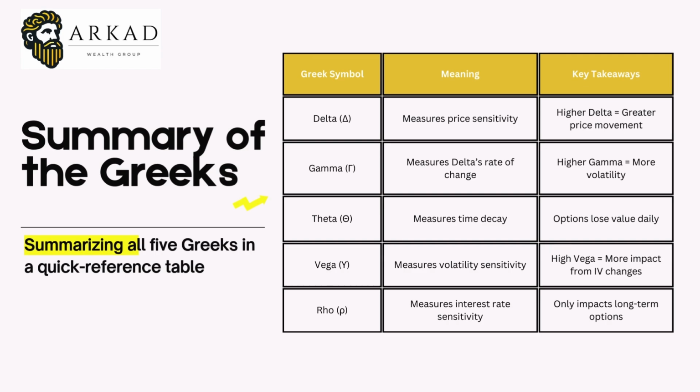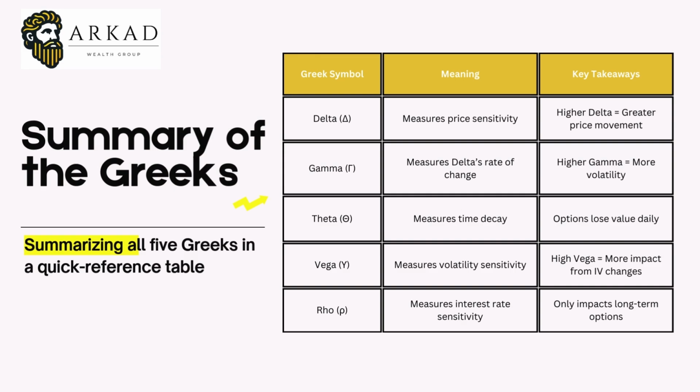Real quick, we're going to do a summary of the Greeks, summarizing all 5 Greeks, and I put a table there for you guys to look at, but let's quickly recap. Delta measures price sensitivity. Key takeaway of this is higher delta, greater price movements. Gamma measures delta's rate of change. Higher gamma equals more volatility. Theta measures time decay. Option loses value daily. So every day that you hold that options contract, it will lose a little bit of the price.